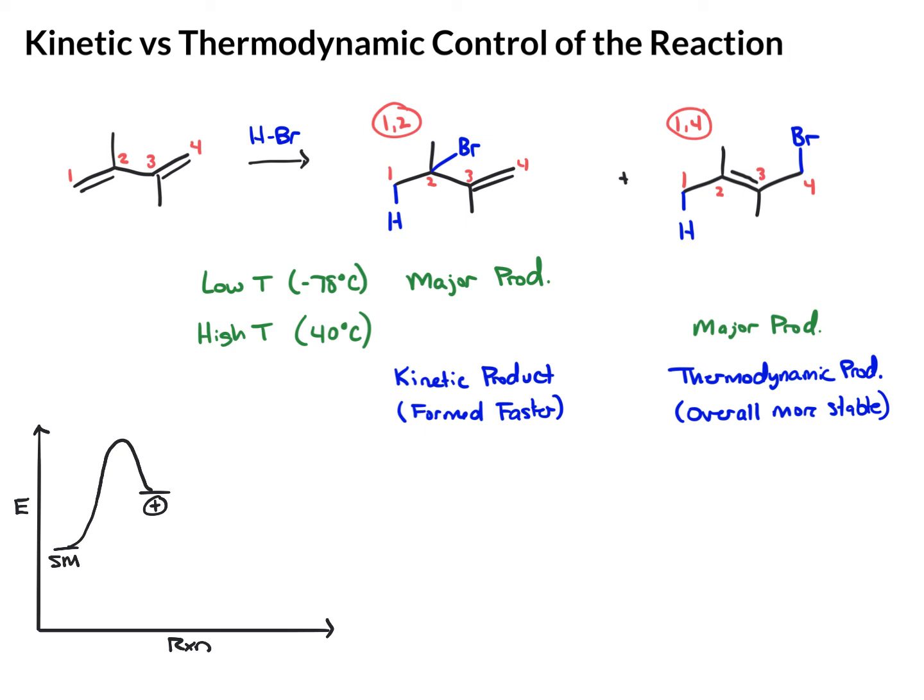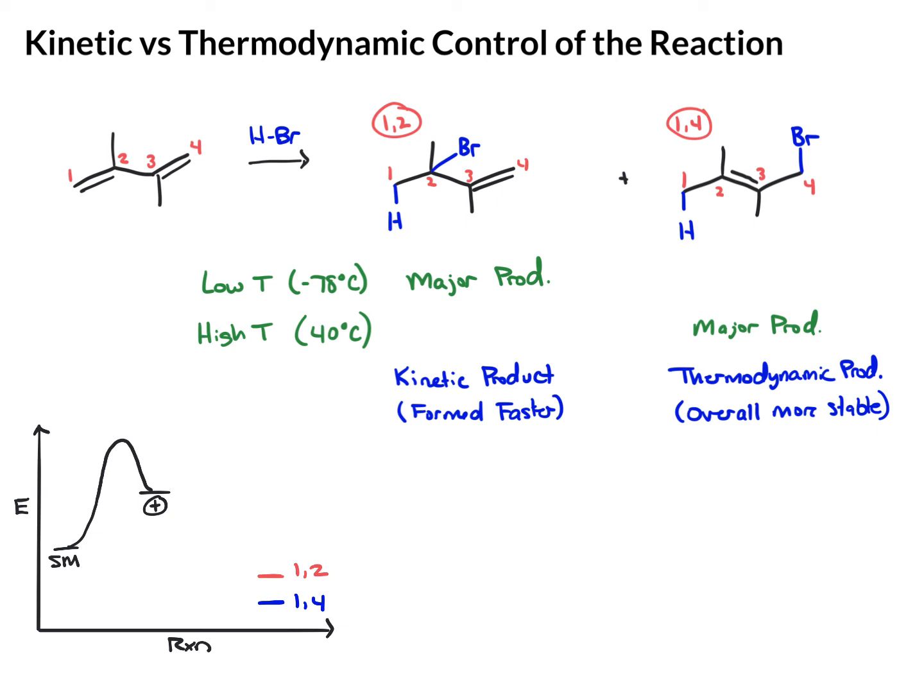And I'm going to do them in different colors. So the 1,2 product is a little bit less stable. So I'm going to draw it a little higher. The 1,4 product is a more stable product. I'm going to draw it a little bit lower. Why is the 1,4 product here more stable? It's all about double bond substitution.